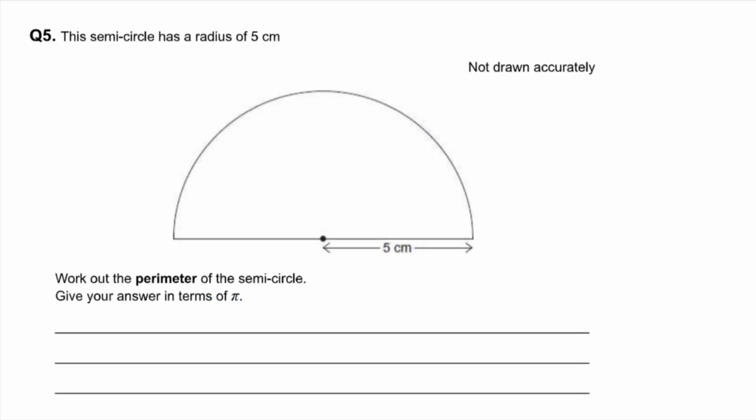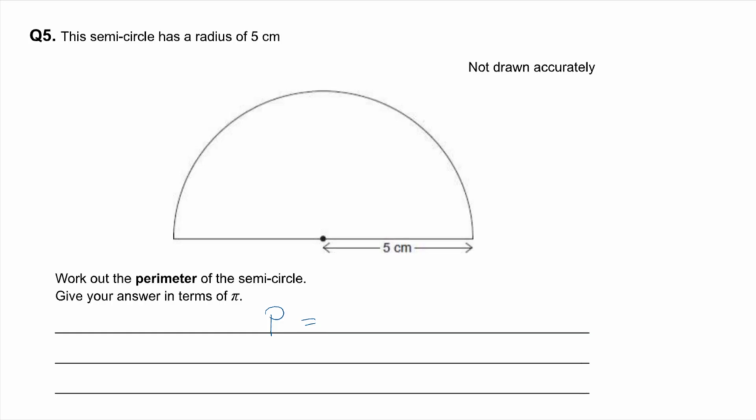Question 5. This semicircle has a radius of 5 centimeters. Work out the perimeter of the semicircle. Give your answer in terms of pi. Okay. So perimeter is the distance all the way around the shape. And for a semicircle, the perimeter is made up of 2 parts, isn't it?